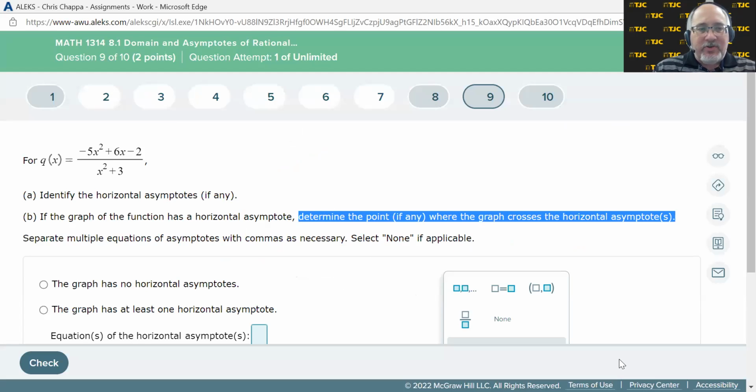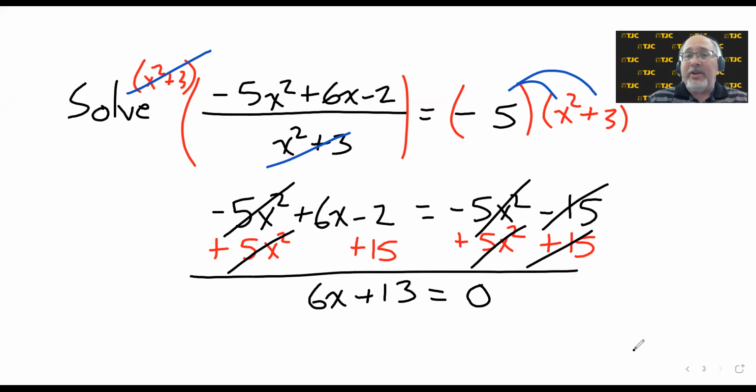Negative 5, 6, negative 2. It is copied down correctly. Make sure I didn't make any mistakes anywhere. Everything seems good because this quadratic equation is no longer quadratic, it's linear. And now I can just solve it by isolating the x.